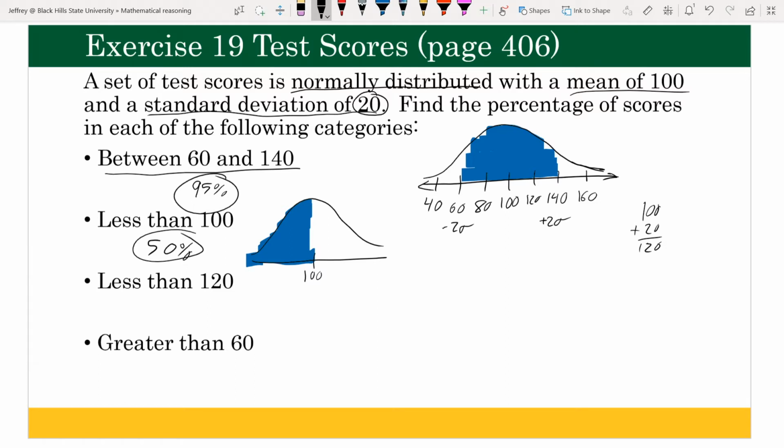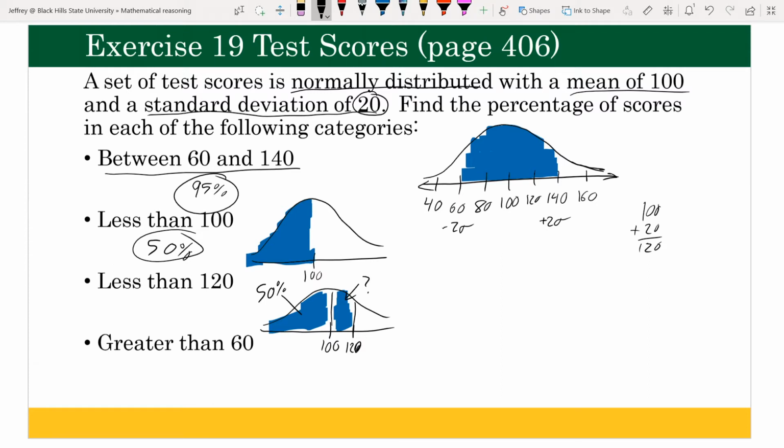Now, what about if we're looking at less than 120? Well, this one's maybe a little bit trickier because, of course, we know that the area shaded to the left of 100 is 50%, but we're adding a little bit more to it. In fact, we're adding this little section here onto the previous answer. So we know that this is 50%, but what is this section?